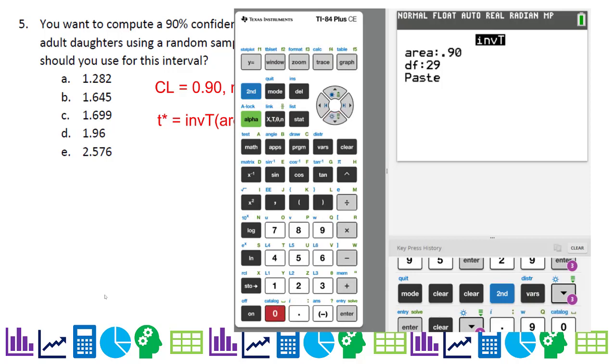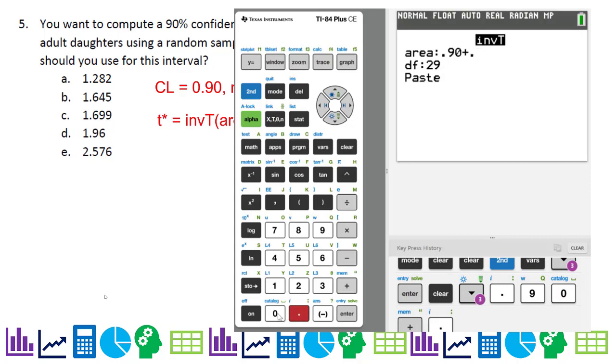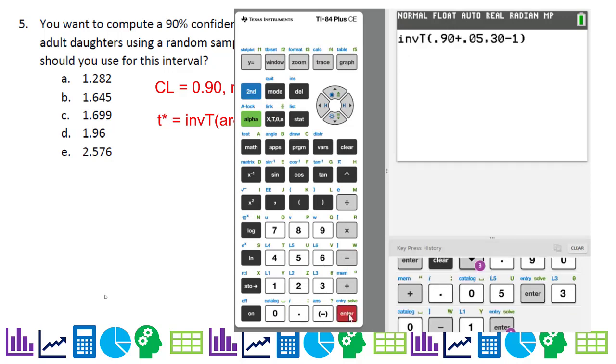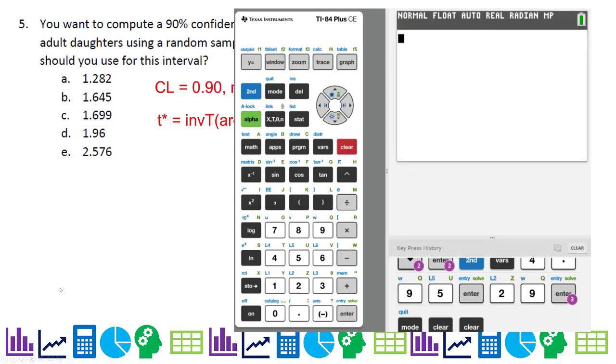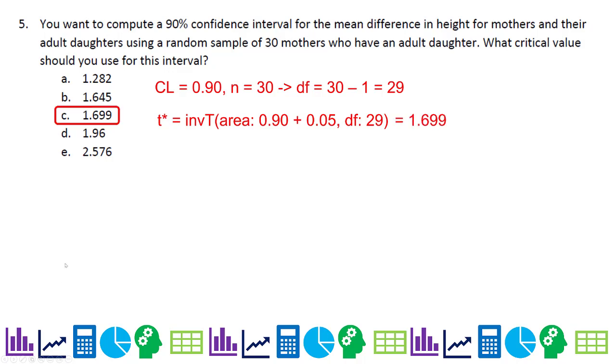But the problem is this area doesn't give me the chance for left, center, and right. And I actually want 90% in the center, which means I have 5% on the left and 5% on the right. So the area I need to put in here is the total to the left. So I'm going to take the 90 in the center plus that extra 5. And then my degrees of freedom is basically 30 minus 1. And go ahead and hit enter. And there you go. There's your critical value. So the answer is 1.699.